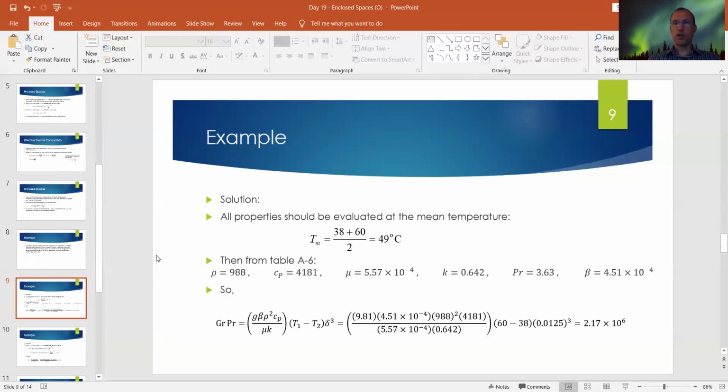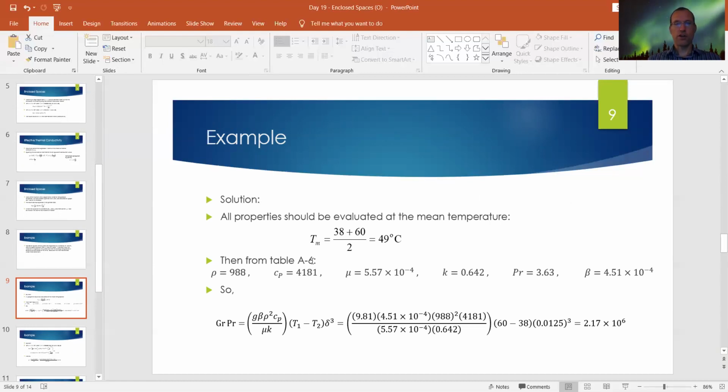So as usual, first thing you want to do is find the film temperature. In this case, it's not really the film temperature, because that's technically defined using the free stream and the wall temperature. Here I have two wall temperatures, but again, I want to find the average of those two values. So the average of 38 and 60 gives me 49. And once I have that, I want to find all my fluid properties at that temperature.